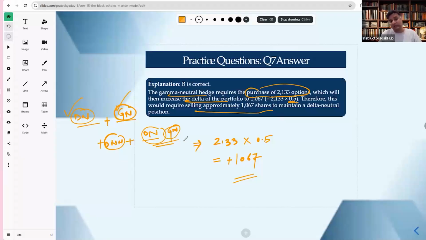Okay, so please understand how this works. It's a little complex. I don't think this will come in the exam. Very rarely it comes, but in portfolio management, we always follow this.